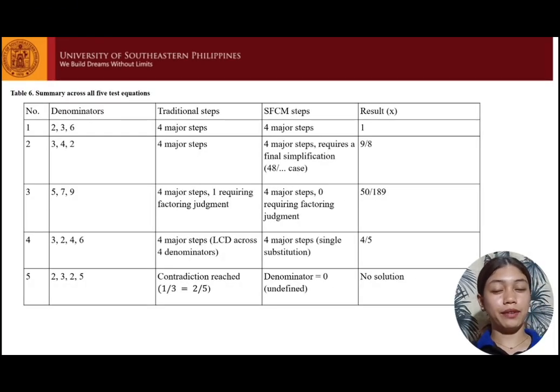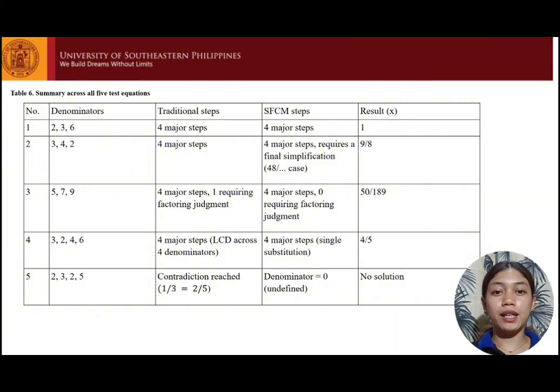This table pulls everything together. Across all 5 equations, both methods required about the same number of major steps, 4 in every solvable case. But look at the column for the kind of judgment each step demands. Only equation 3 under the traditional method needed factoring judgment to find that 315 was truly the least common denominator. Under SFCM, 0 equations require that kind of number theoretic reasoning at any point.